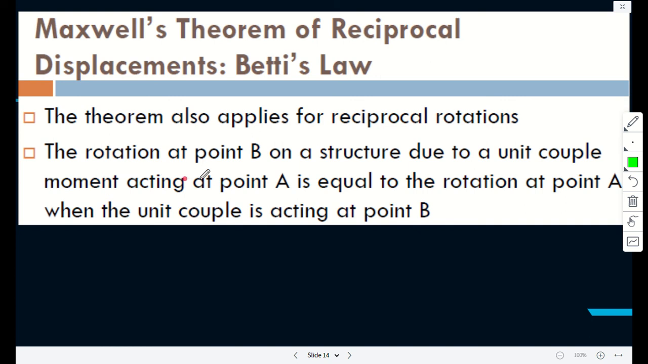The theorem also applies for rotations. The rotation at point B on a structure due to a unit couple moment acting at point A is equal to the rotation of point A when a unit couple is acting at point B. So that's the same idea.